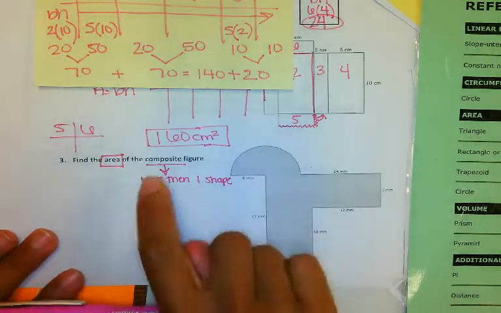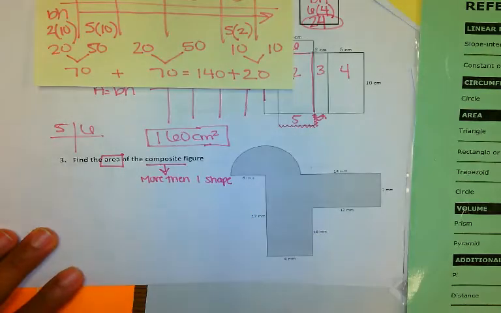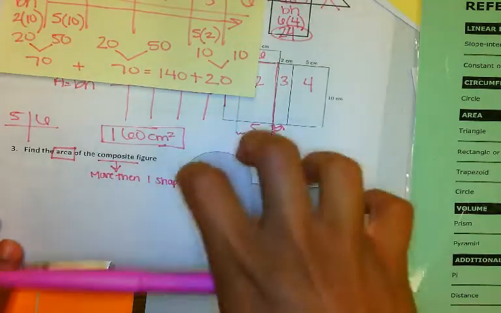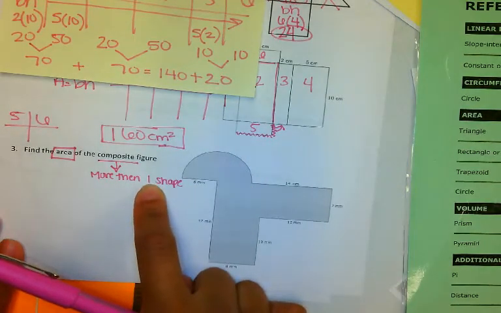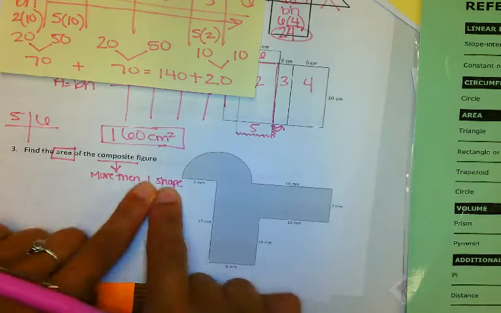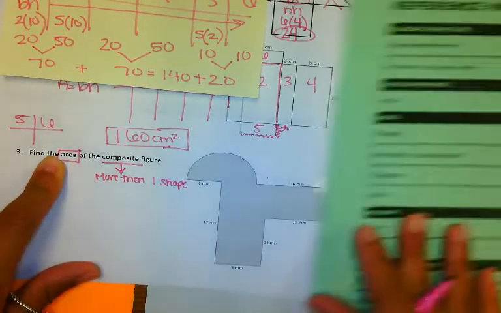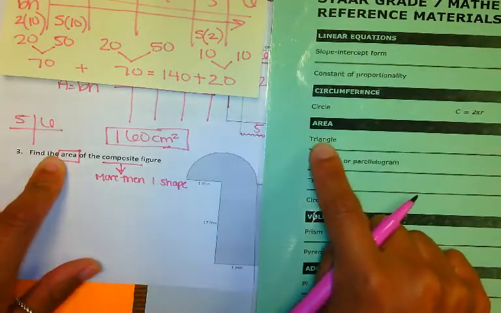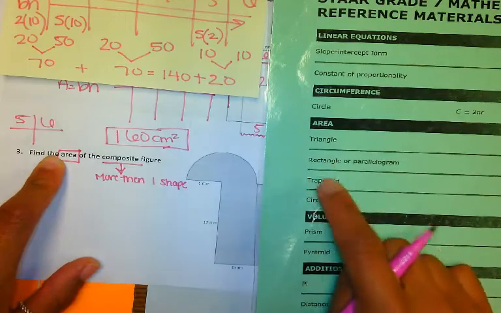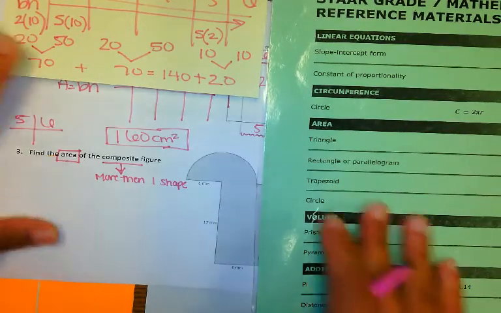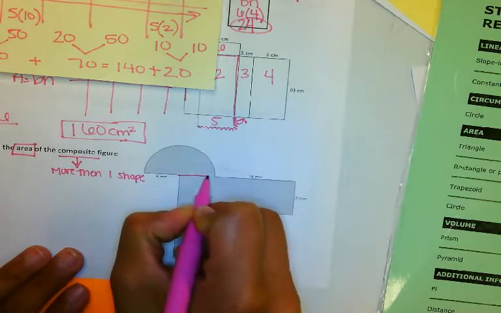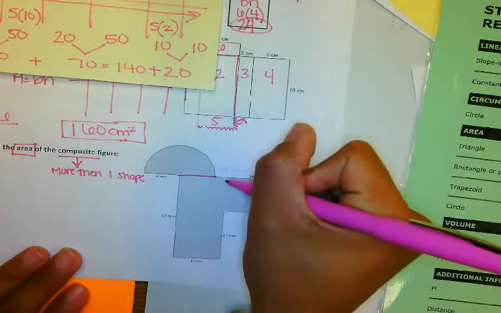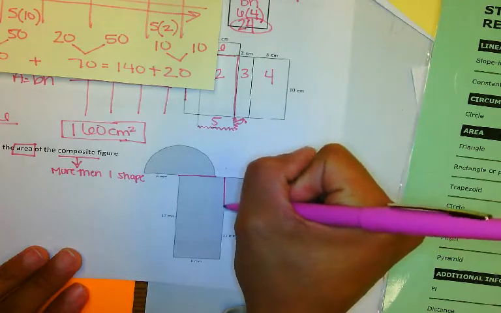Okay? And the reason I'm going to write that is because that's a signal to me that I'm going to take this one figure, this one shape, and make it into more than one shape that I can find the area for, which means I'm making it into a triangle, a rectangle, a trapezoid, or a circle. All right? So we're going to look here. We're going to say, okay, well, look, this kind of looks like a circle here. So I'm going to draw a line here. And that's like a rectangle there. So I'm going to do this.